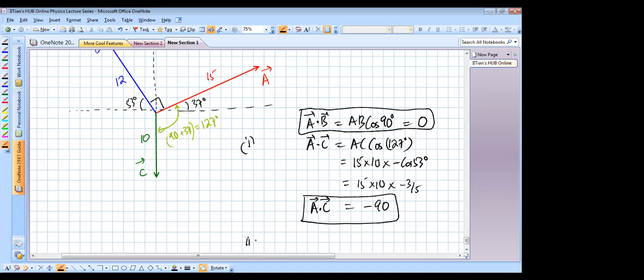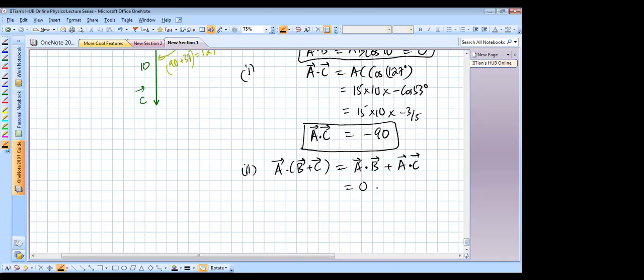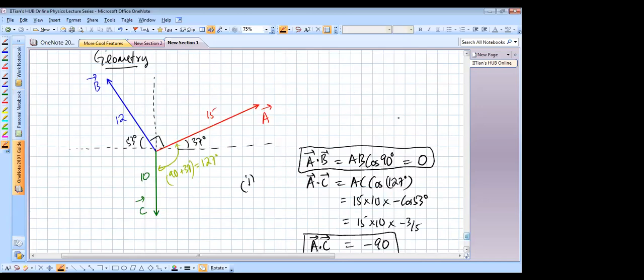And the second part, we can just use the distributive property. So that is nothing but A dot B plus A dot C. And then just copy paste the values from here. Nothing else is required. You can see A dot B was 0 and this was minus 90. That's minus 90. So as you can see, there's nothing difficult. It is just following the definition and the formulae just systematically. Nothing more to this.